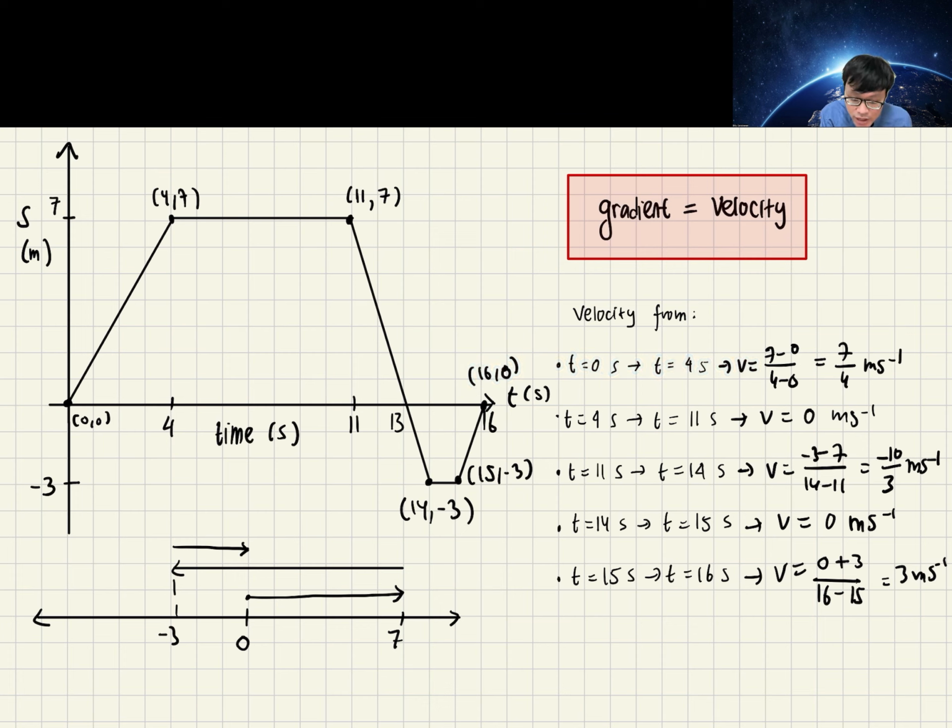And as you can see, when the gradient is positive, that means velocity is positive, the object is moving to the right. Whenever the velocity is negative, the object is moving to the left. When it is 0, it's not moving. Higher velocity indicates higher gradient, means that it moves faster. So this one, higher gradient, means that it's moving faster compared to this.